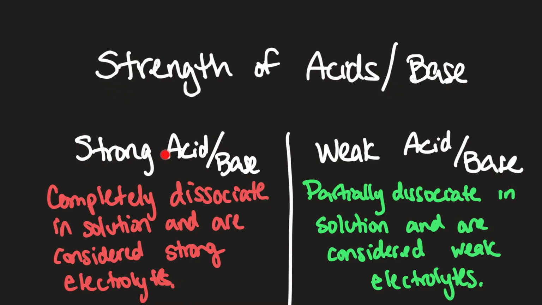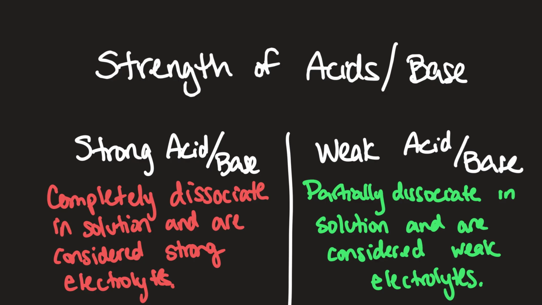For an acid or base to be considered strong, it has to completely dissociate in solution and is considered a strong electrolyte. That simply means that when in solution, it can conduct electricity very, very well. Now, weak acids and bases partially dissociate in solution. So in most cases, some of it does, but most will not dissociate. They're considered weak electrolytes, so the solution will not conduct electricity as well.